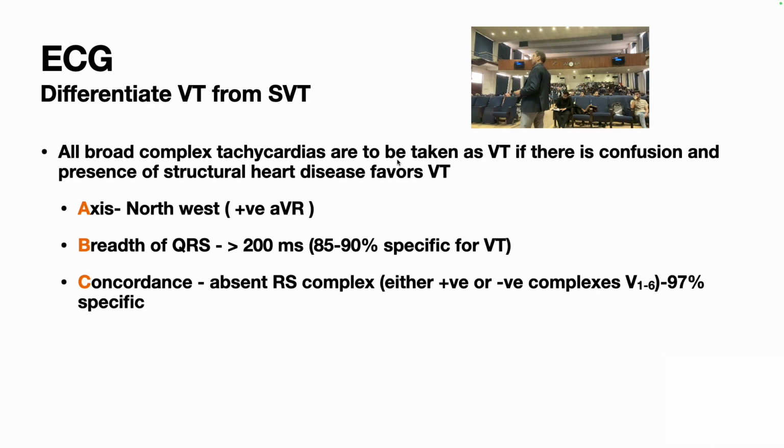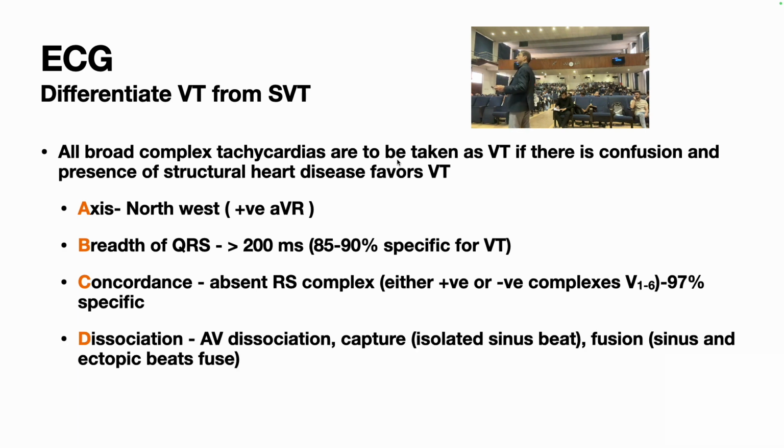Concordance. What is concordance? In the chest leads, from V1 to V6, either the QRS complexes are all upward or they are all downward. If there is concordance, it is a very strong case, with almost 97% specificity, for ventricular tachycardia. If some of the complexes are upward and the others are downward, this is not a strong case for ventricular tachycardia. So if there is concordance, this is ventricular tachycardia.